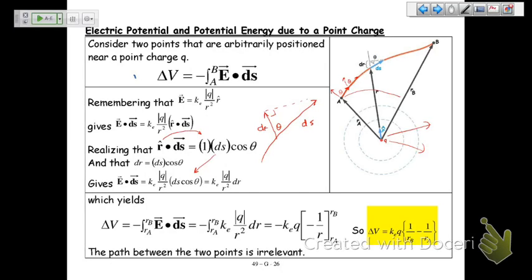It only depends upon one charge because there's no other charge moving. I'm not talking about change in potential energy. I'm talking about change in potential, which is like change in height. Okay.